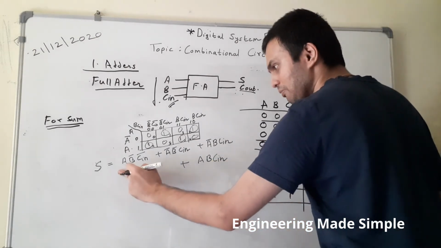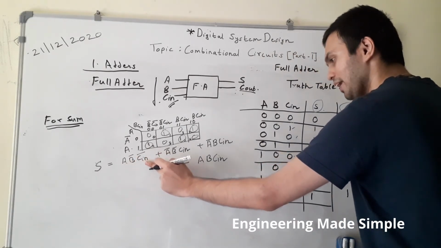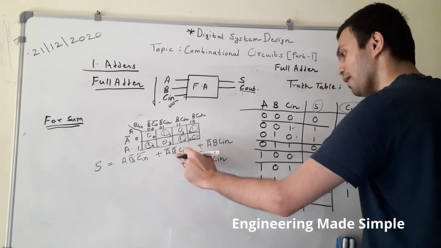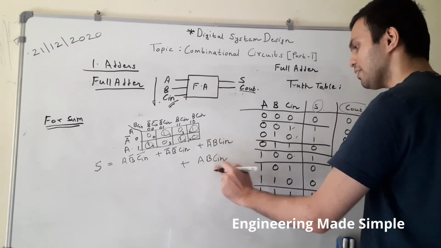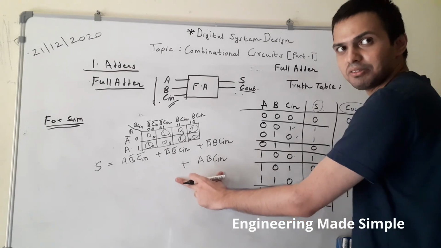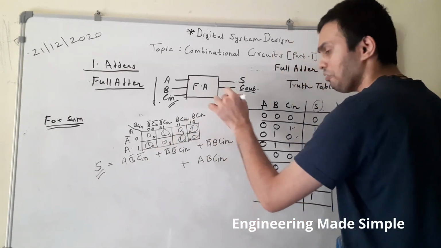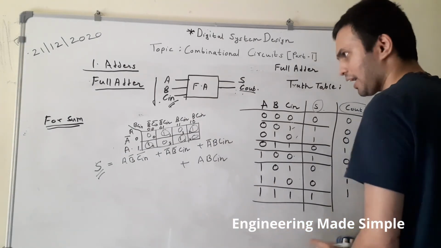So the sum expression will be given by A bar B bar C in plus A bar B C in bar plus A B bar C in bar plus A B C in. So from this K-map and this truth table we find the equation. This is the equation for the sum output obtained from a full adder. Now we will do the same thing for the carry.